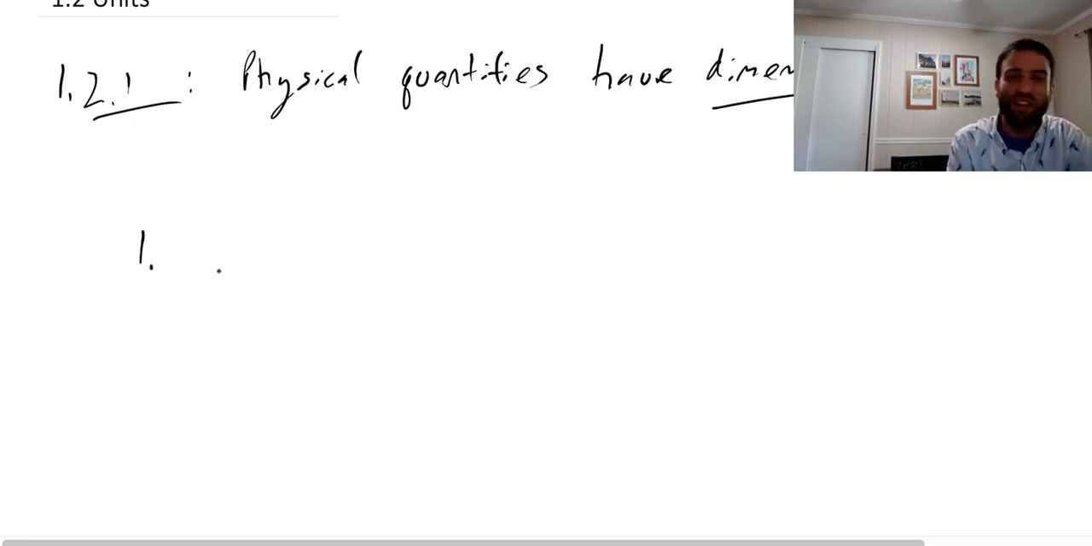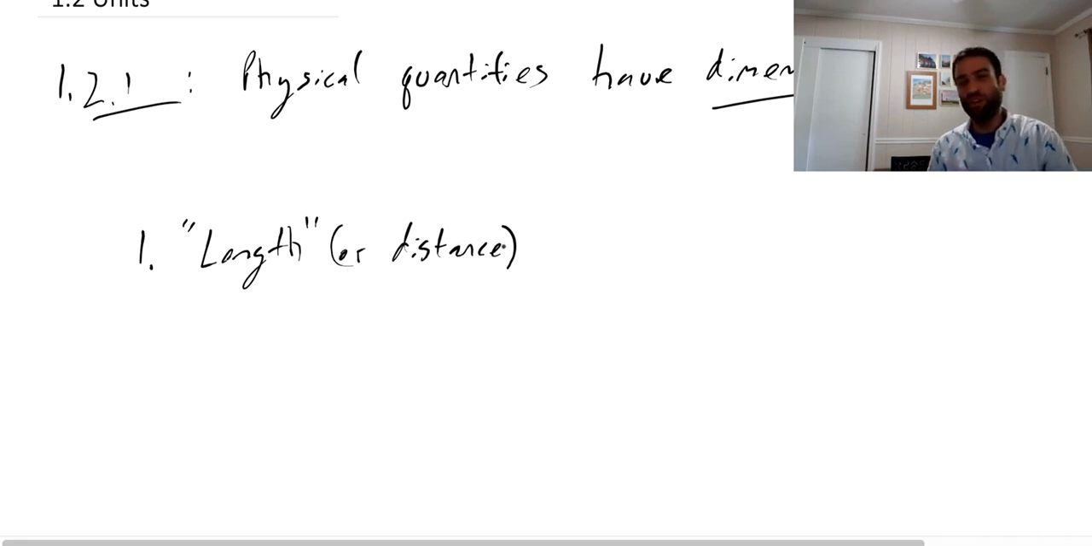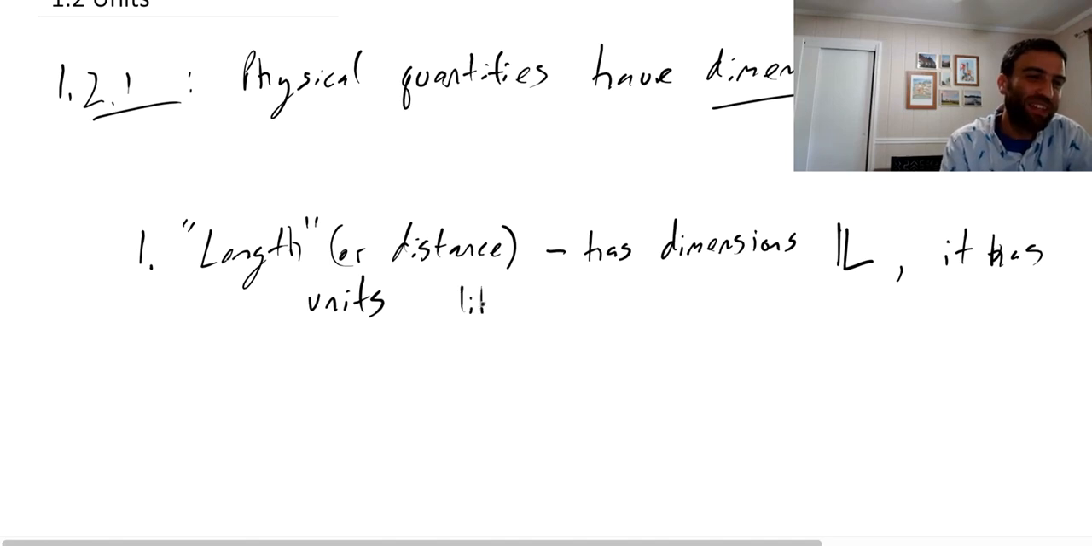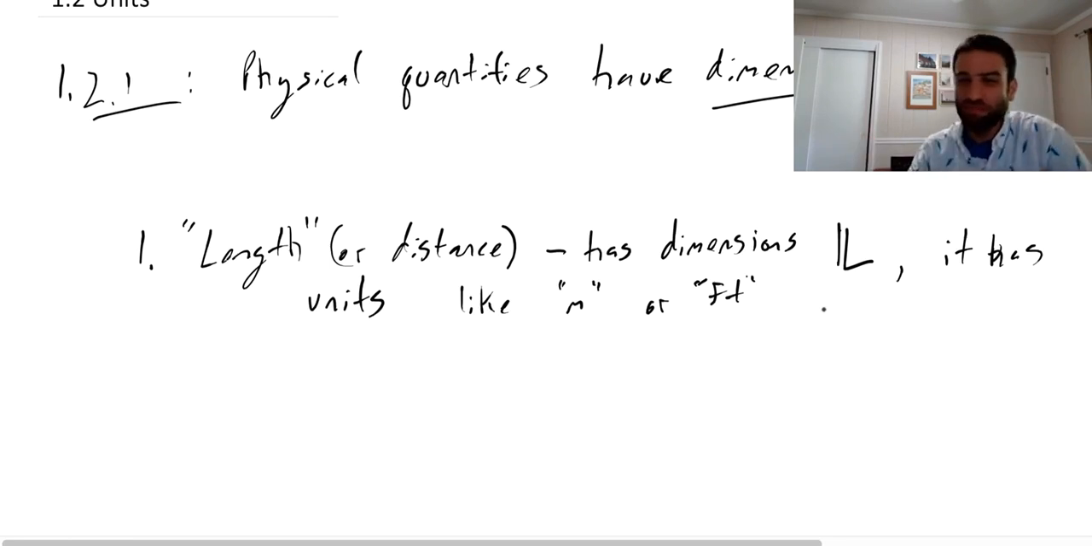So for instance, what about the idea of length or distance, right? The kind of thing that a height is, or the distance that you ran today, or whatever. So length has dimensions, definitionally, of length, right? It's one of the pure dimensions. And I'm going to write that with this kind of reinforced L symbol. And it has units like meters or feet or whatever, right? Starting out nice and simple.